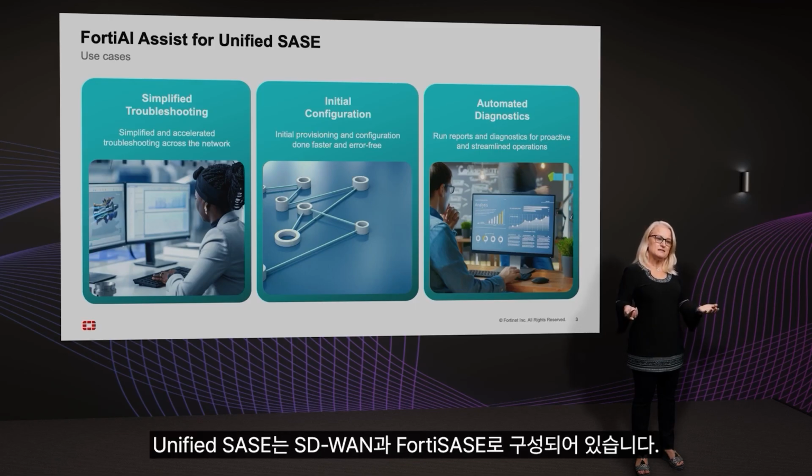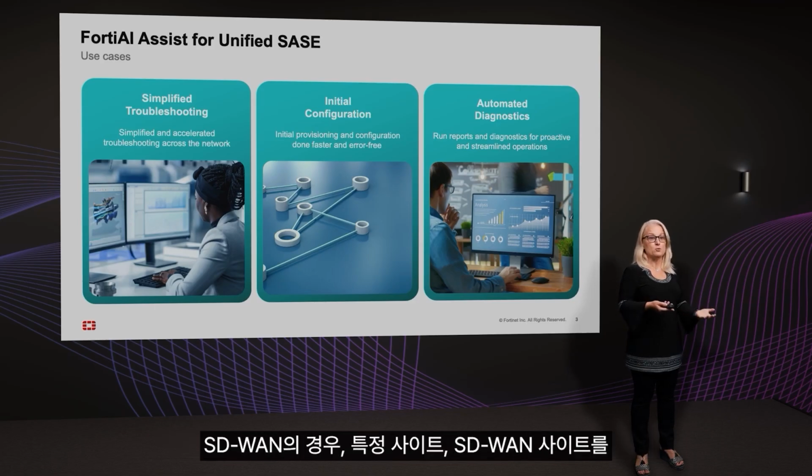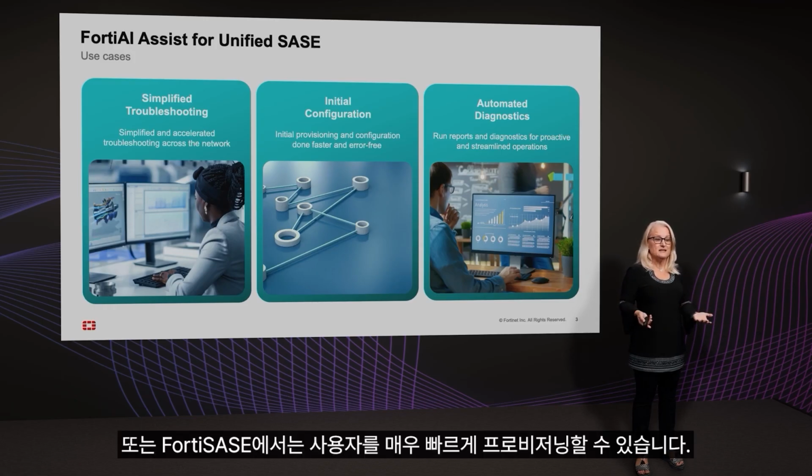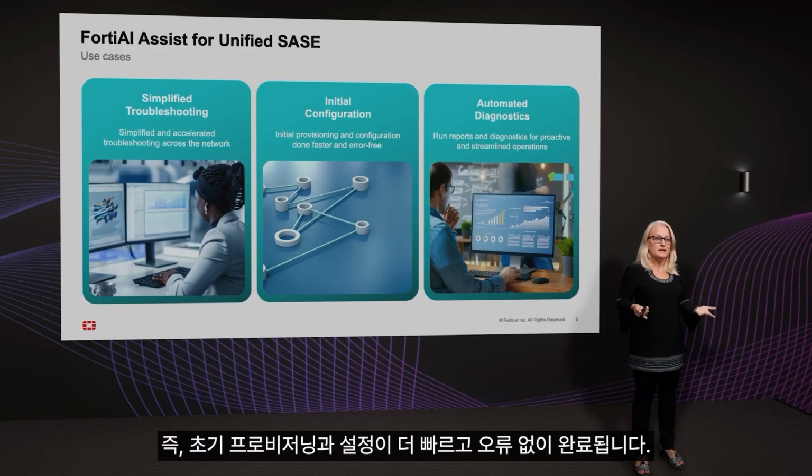Then what FortiAI Assist can do for you is that initial configuration or provisioning. So unified SASE is composed of SD-WAN as well as FortiSASE. So for SD-WAN, it can allow you to configure specific SD-WAN sites in minutes. Or for FortiSASE, it can allow you to provision your users very fast. So initial provisioning and configuration are done faster and without any errors.